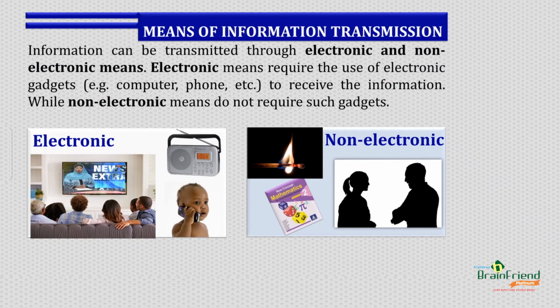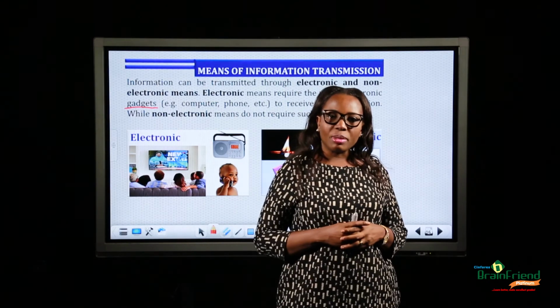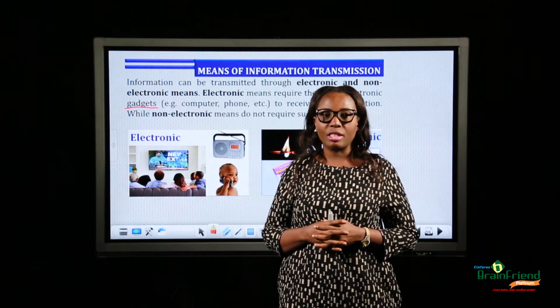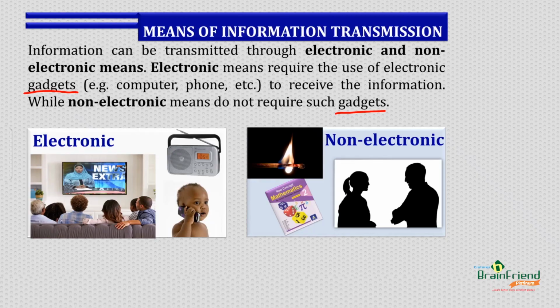It is important to note that information can be transmitted through electronic means and non-electronic means. Electronic means requires the user to access the information using electronic gadgets, such as a computer or a phone and other electronic gadgets, while non-electronic means does not require such gadgets. So with all I've said about ancient methods of transmitting information and modern methods of transmitting information, you can see that they fall into one of these two categories. Some use electronic means while others don't.